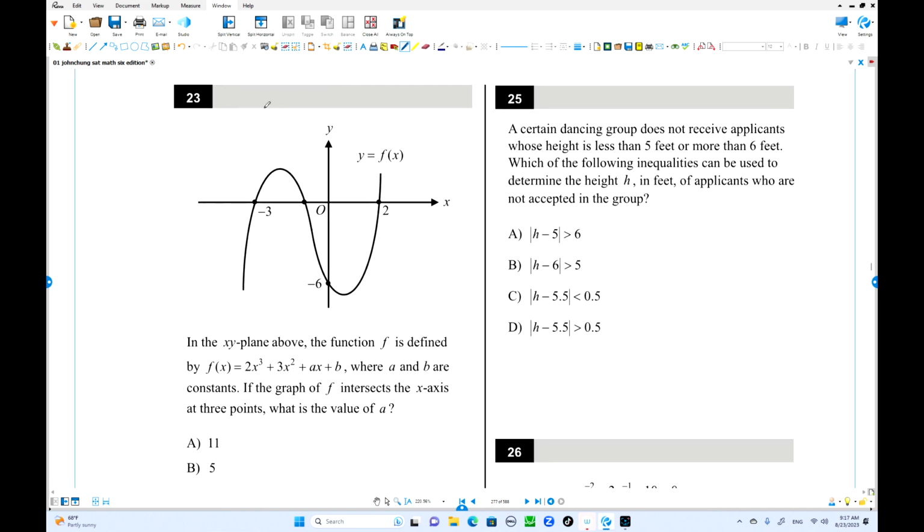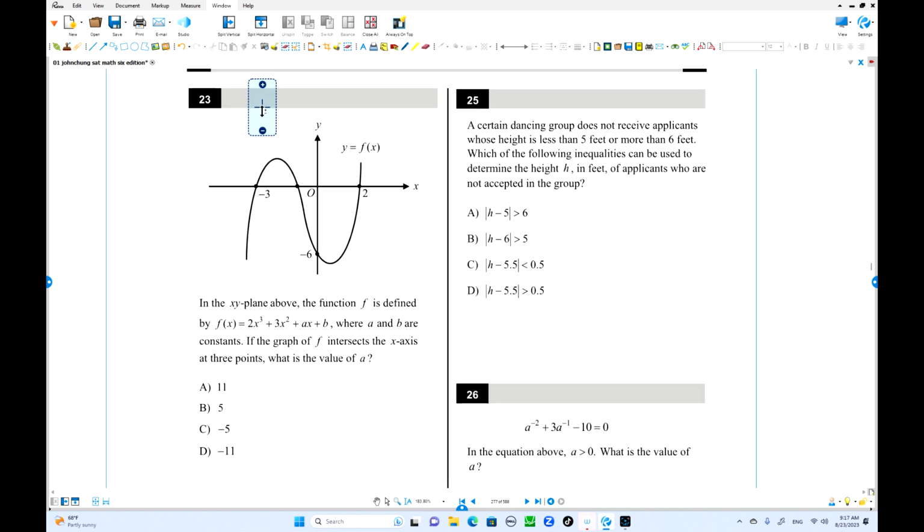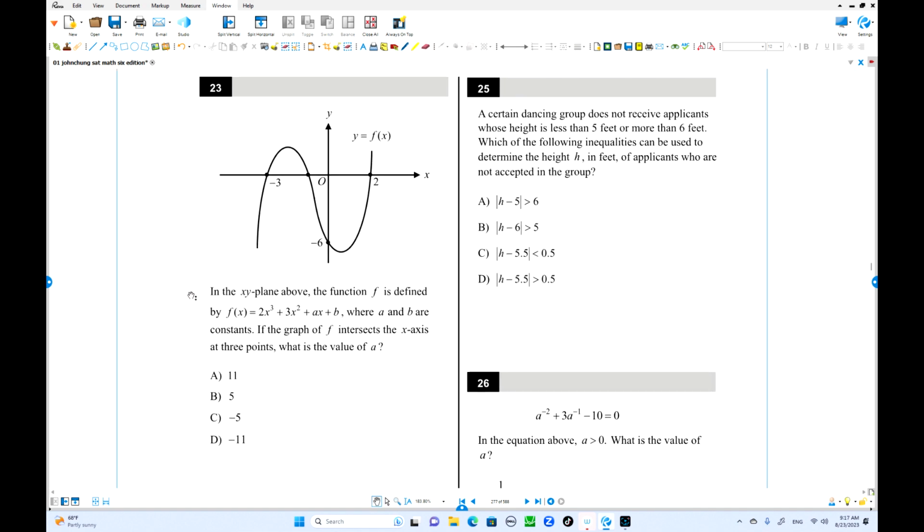Here is number 23. So we have a graph. F of x is given by the equation, okay, with two constants a and b. The graph of F intersects the x-axis at 3 points. What is the value of a? Okay, the easier way is to find b first. B is what?